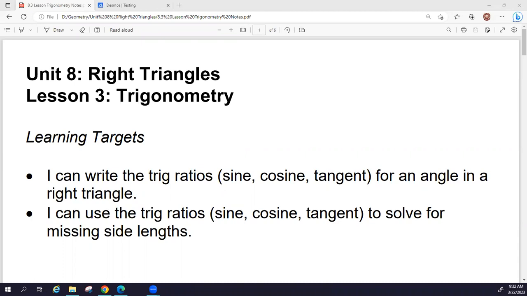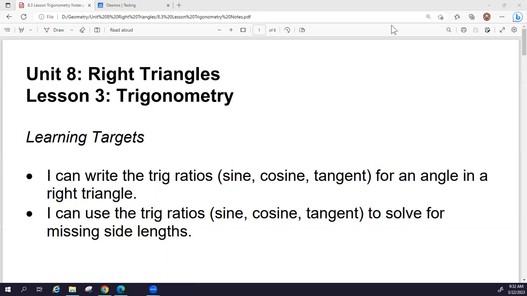to find the other two side lengths, but you need the angles to be 45 and 45 or 30 and 60. But now we're going to talk about a way to find missing side lengths if you don't have special right triangles, and perhaps you only know one of the sides, but you do know the angles. And so that's called trigonometry.